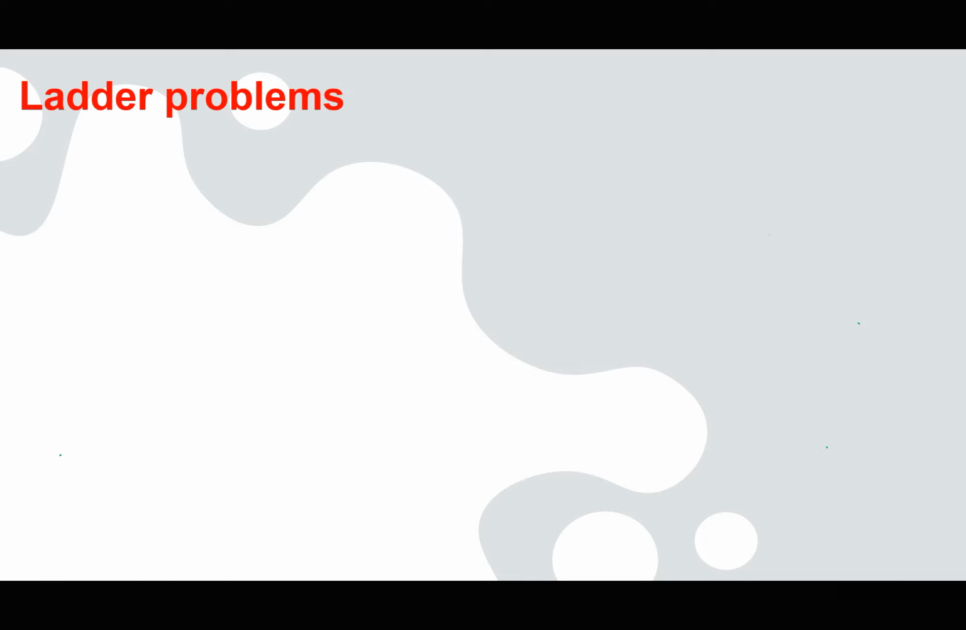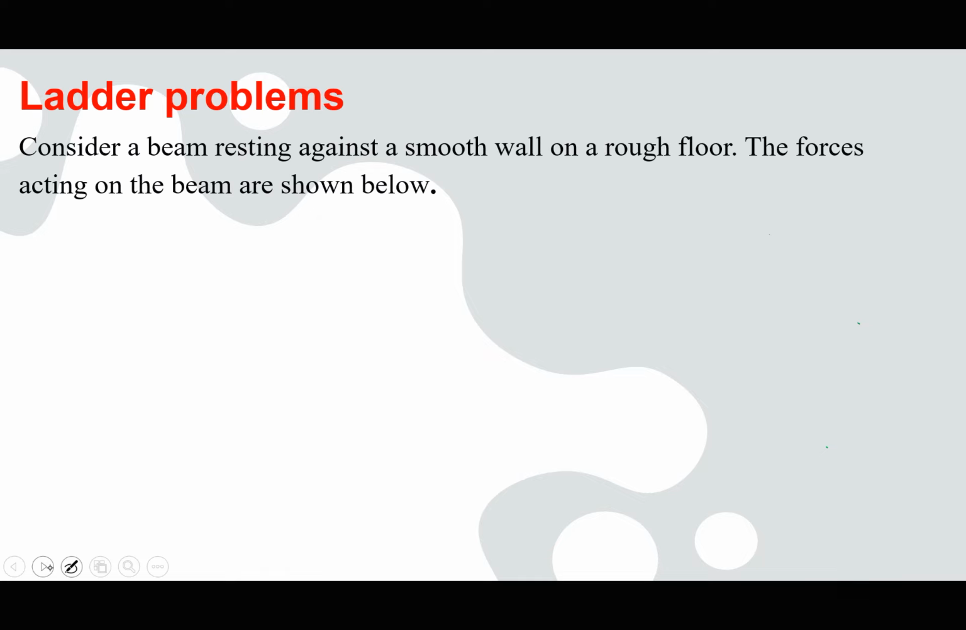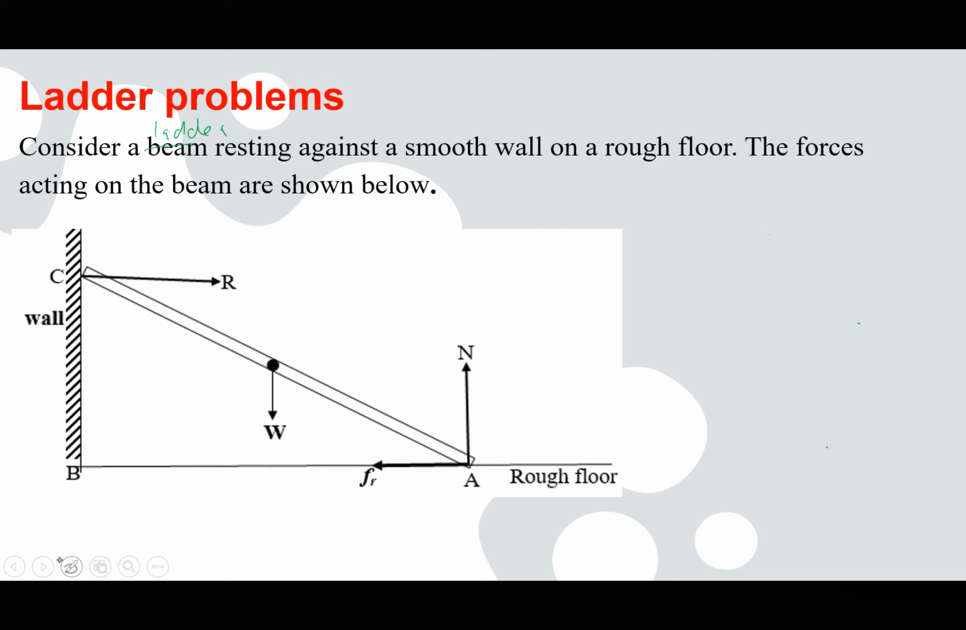Okay, so let's consider ladder problems under equilibrium still. We are going to consider a beam resting against a smooth wall on a rough floor. The forces acting on the beam, or they call it the ladder, because these are ladder problems. You can call it a ladder or a beam. The forces acting are going to be, at every point of contact, a normal reaction force.